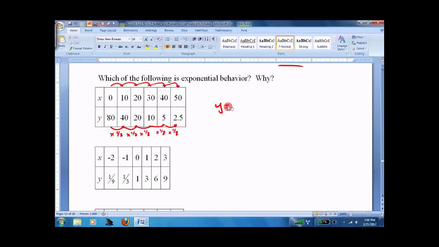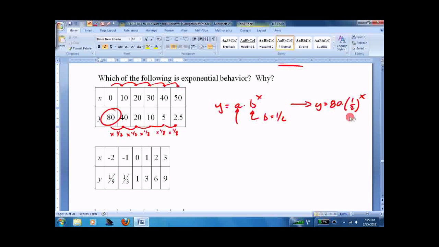So you might remember before we said y equals a times b to the x. Just found the b value. B equals 1/2. The a value, you could actually just pick any pair of these numbers and plug them in. But the a value is easy since b to the 0 is 1. This whole term just kind of drops or becomes 1. The a value will always be what's across from 0. So the equation is y equals 80 times 1/2 to the x. And we can see that should be decay. And it is decay. It's getting smaller, 80, 40, 20, 10, 5, 2.5.